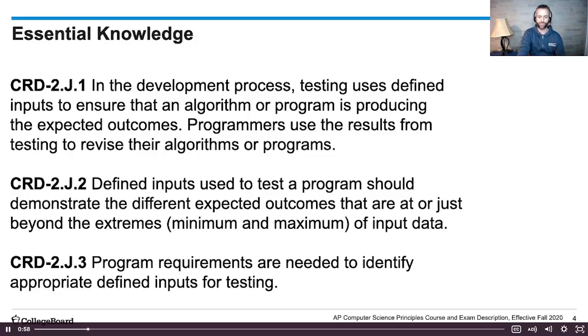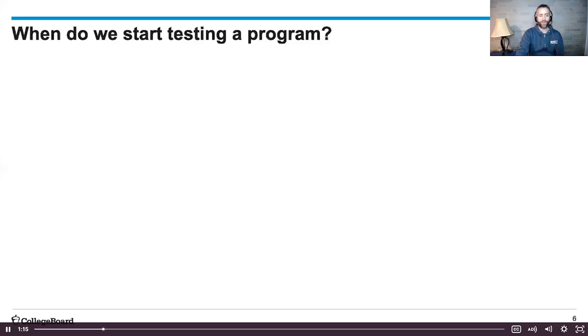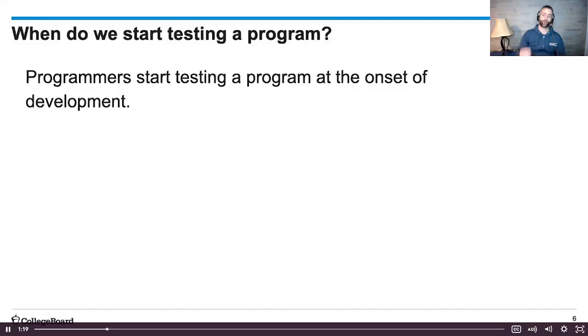Defined inputs used to test a program should demonstrate the different expected outcomes that are at or just beyond the extremes, the minimum and maximum of the input data. And program requirements are needed to identify the appropriate defined inputs for testing. So let's look at some examples. When do we start testing a program? Well, programmers start testing a program at the onset of development.